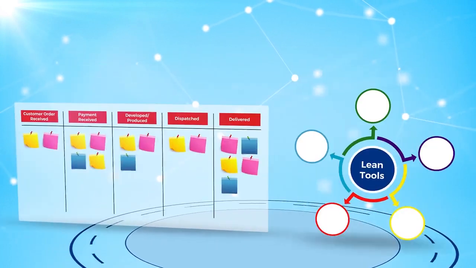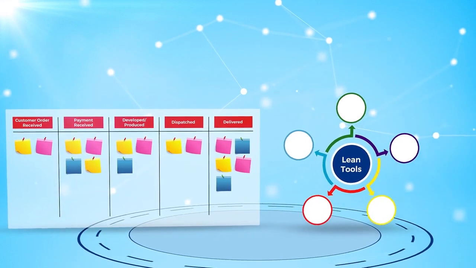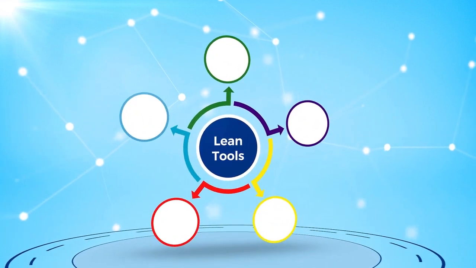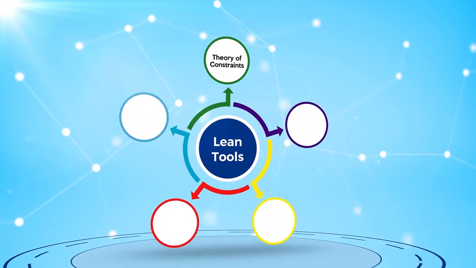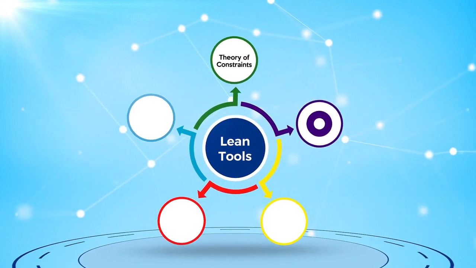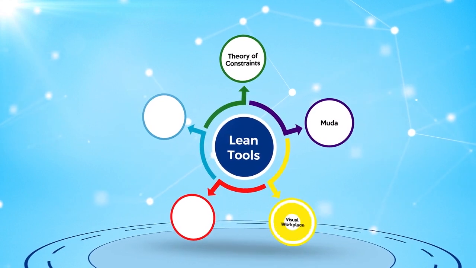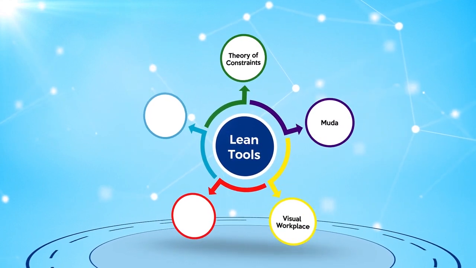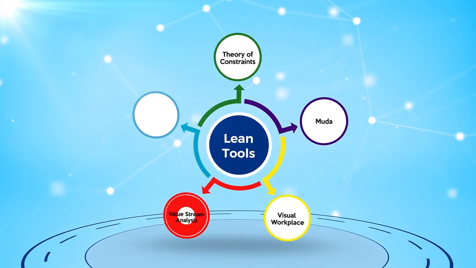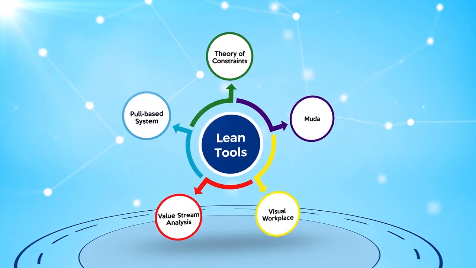There are a number of lean tools that can be used along with Kanban boards to introduce continuous improvement into workflows. These include the theory of constraints, or identifying constraints or bottlenecks in the system and removing them, MUDA, or waste analysis and removal, the visual workplace, which includes depicting information visually beyond the Kanban board, value stream analysis, and creating more of a pull-based system of a team's workflows.